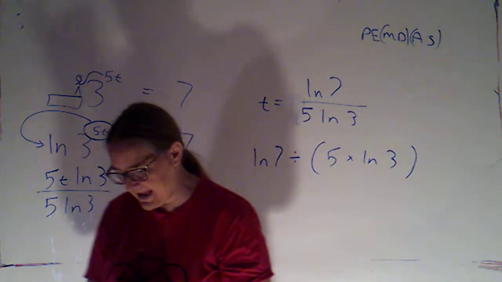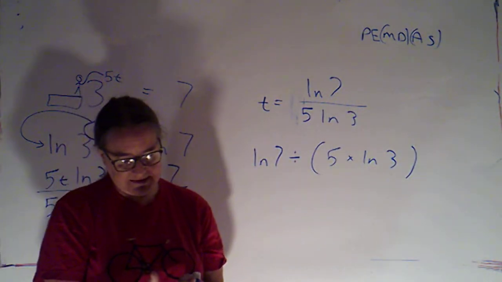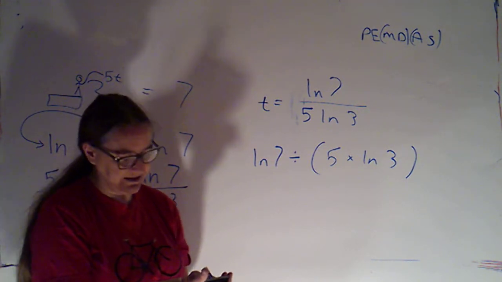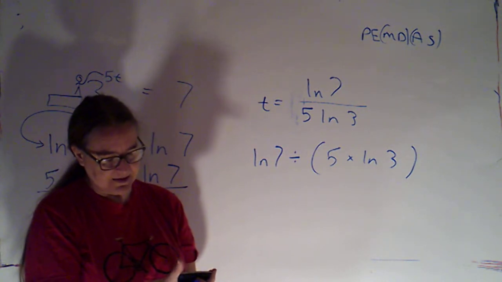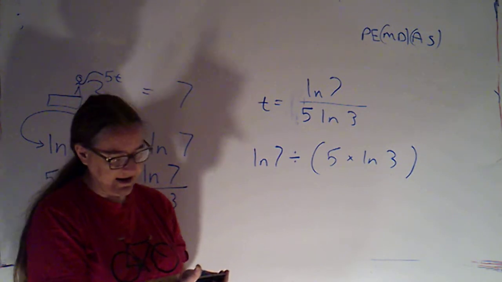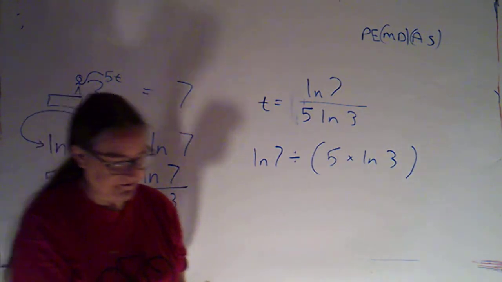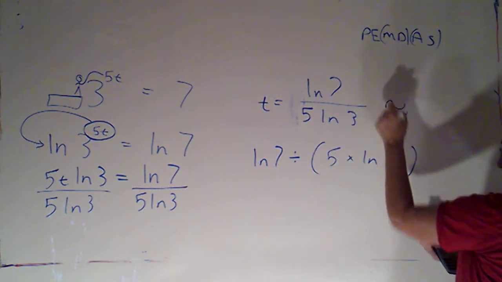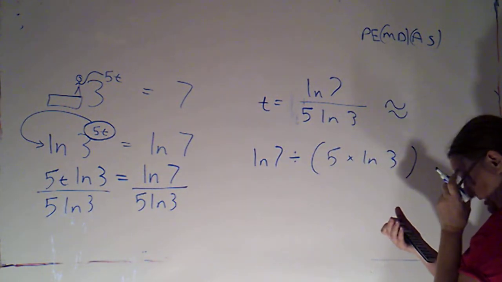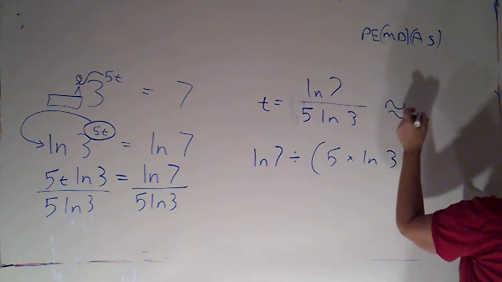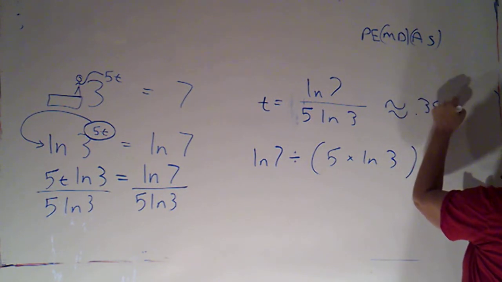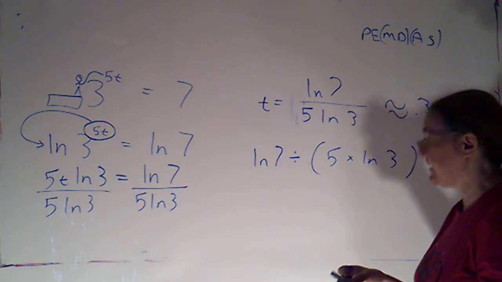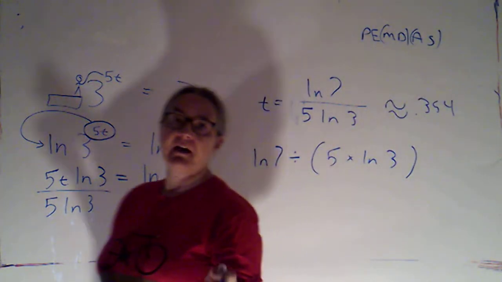Let's go ahead and do that. So natural log of 7 divided by parentheses 5 times natural log of 3, close parentheses, equals. All right, and so I get that that's approximately 0.354. I rounded to 3 places, if I ask you to do that.